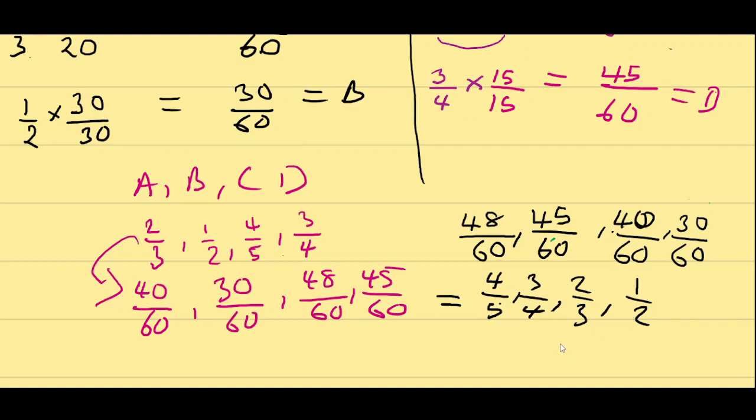So the fractions they asked us to arrange, this is the correct arrangement according to the biggest: 4 over 5, 3 over 4, 2 over 3, and 1 over 2. Now if we were asked to arrange it in terms of the smallest, of course this will be 1 over 2, 2 over 3, 3 over 4, and 4 over 5.